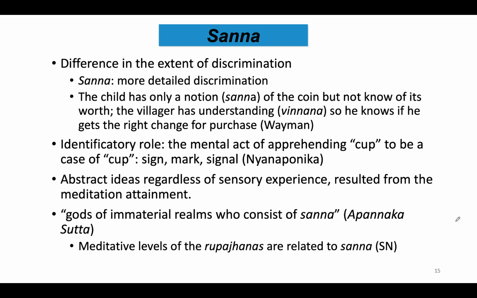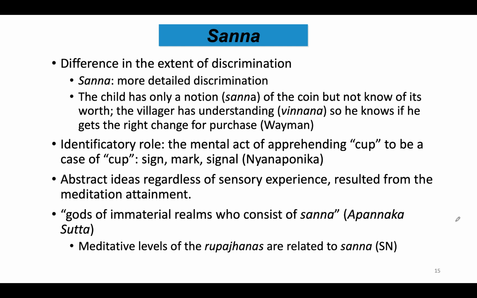Sanya has an identificatory role. For example, the mental act of apprehending a cup to be a case of cup. When you identify an object based on sign, mark, shape, or signal, at the time you are using sanya. When you go back to your childhood, you did not know the name of a cup, but you were educated by your parents or school teacher to call the cup, so that you came to know some structure or shape to hold water. Then you started to call that a cup. At the time you are using sanya.